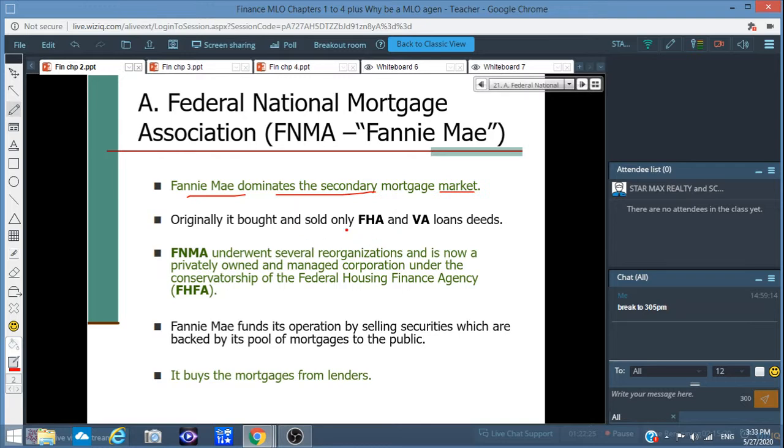Fannie Mae dominates the secondary mortgage market, so it buys all of the FHA and VA loans. Now it's under the conservatorship of the Federal Housing Finance Agency. 他零八年的时候撑不住了,政府 take over. So now it's under the guidance of FHFA. It buys the mortgages from lenders. Lots of money.